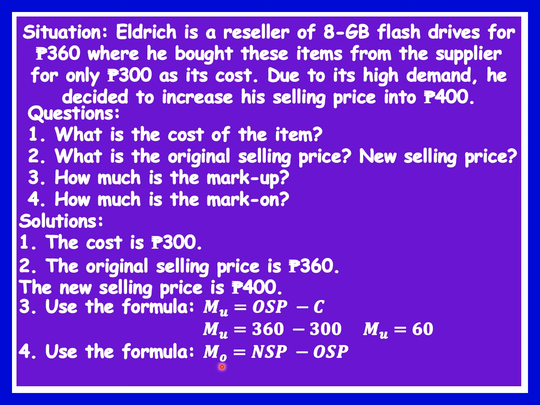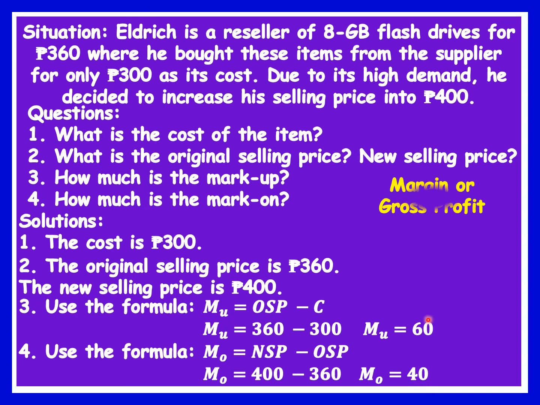To find the mark on, the new selling price minus the original selling price, or 400 pesos minus 360 pesos, our mark on, or M sub O, is 40 pesos. So therefore, the margin or gross profit of Eldridge, to find it, we will be subtracting the new selling price minus the cost, and that is 400 pesos minus 300 pesos. Therefore, his gross profit is 100 pesos.